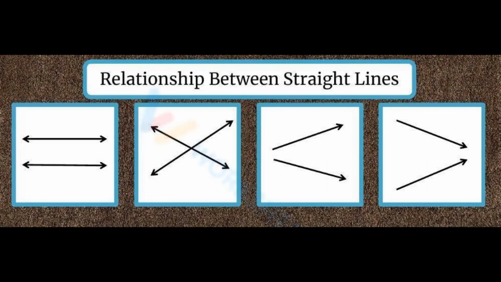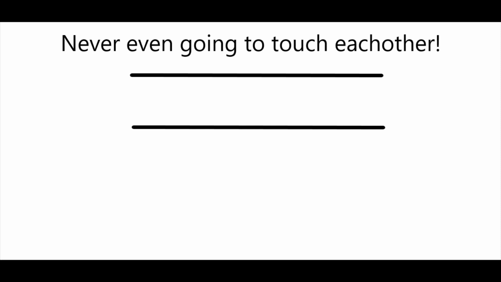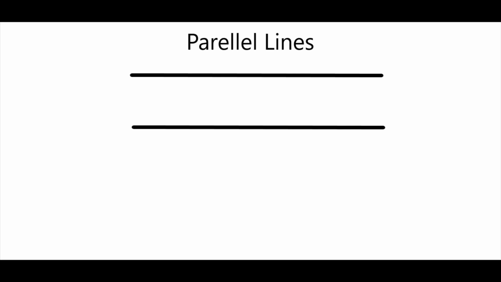The second type of relationship are parallel lines. Parallel lines never intersect, ever. And the only way for that to be possible is if both of them are completely flat in relation to each other and neither of them have been rotated at all, and they are placed a distance away from each other.